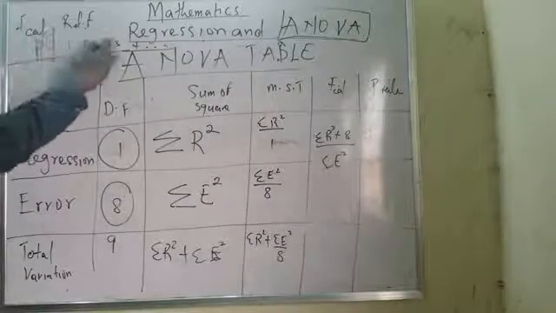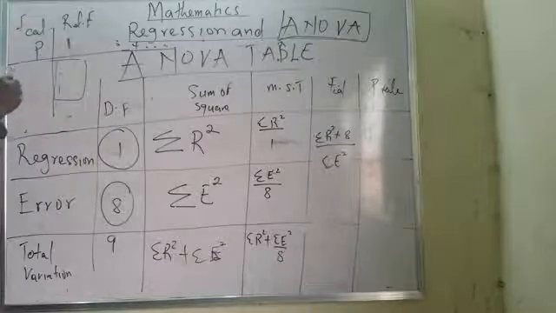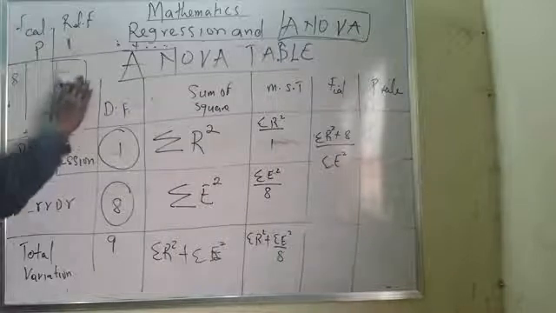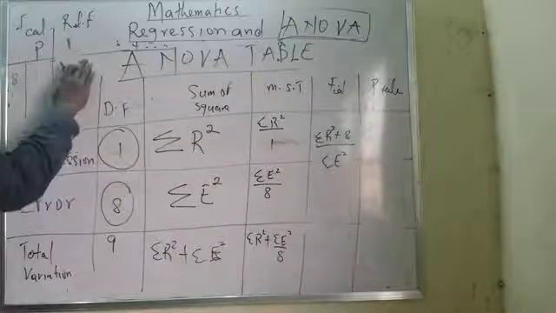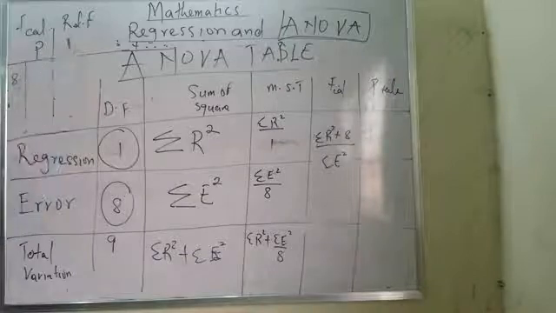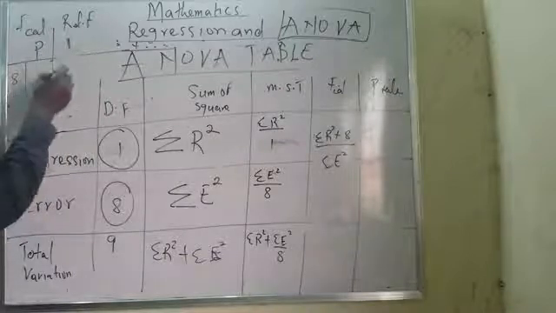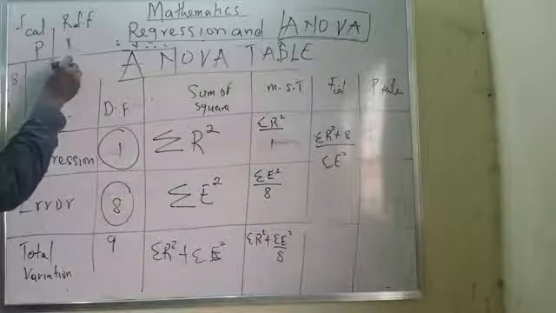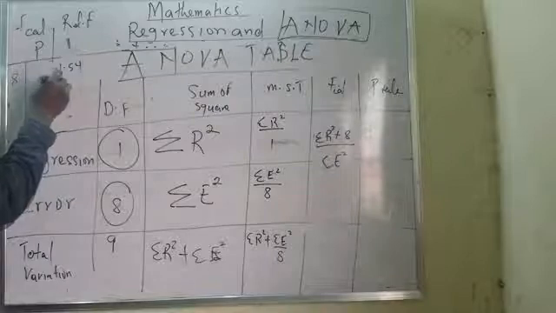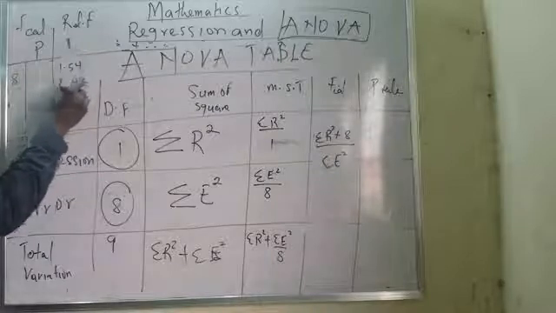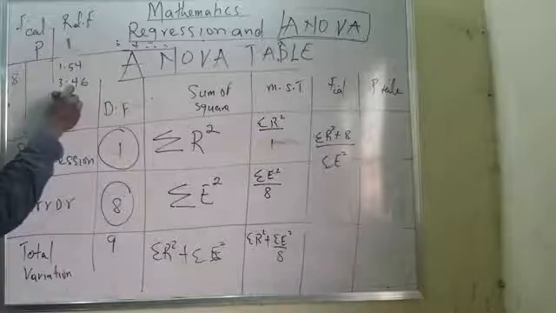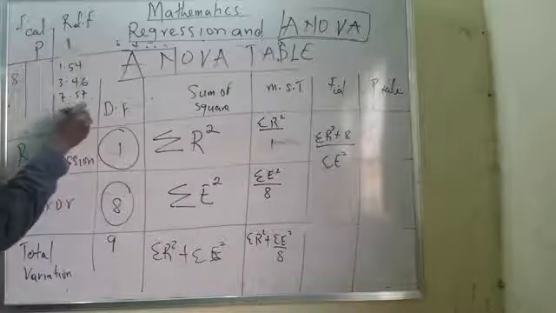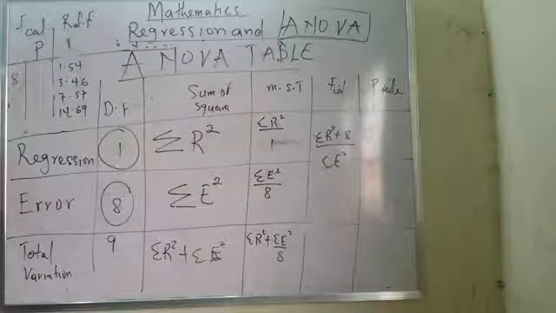Sorry, permit me. This one will be 1, this one will be 8. On that 8, this is your p-value. This is how the table looks, because some people do not understand how to check the table. Now, you will come to 8. In the 8, we have 1.54, we have 3.46, we have 7.57, we have 14.69. Now, this is your F table values.